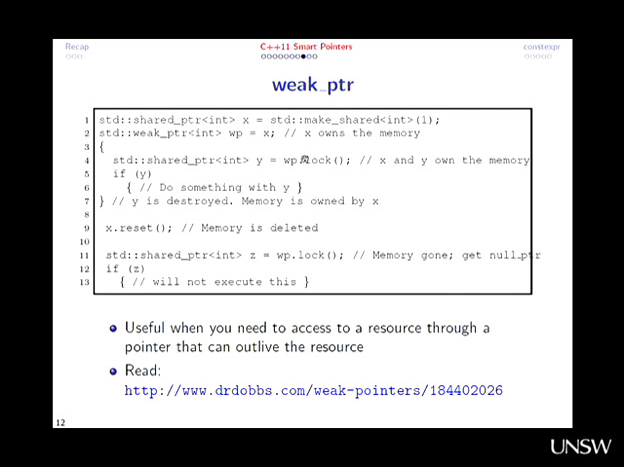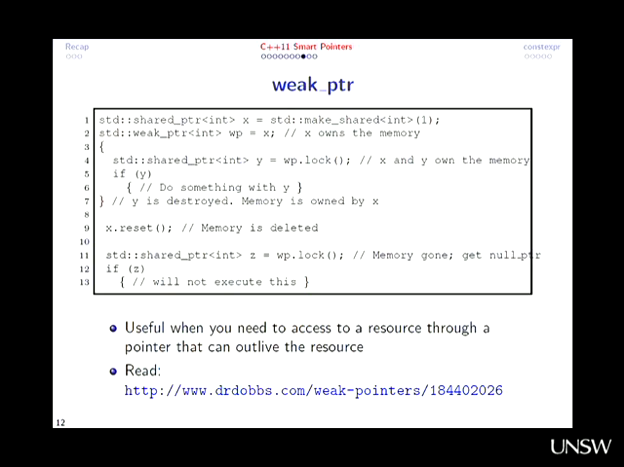So let's work through this code. We create a shared pointer. We then create a weak pointer. We then promote this weak pointer to a shared pointer object by calling this thing called .lock. And .lock converts this weak pointer and returns the shared pointer to the memory that it should be pointing to. If that memory has been deleted, it returns a null pointer at this point.